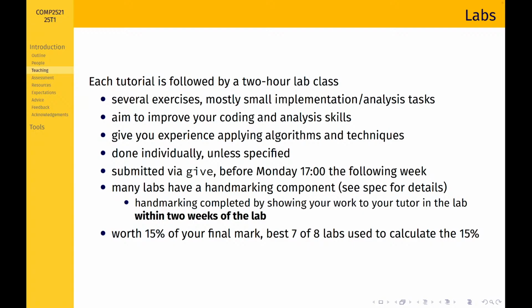Okay, so you need to submit your work, but in this course, most labs also have a hand marking component. Some of them don't, but most of them do. What that means is that you'll need to show the work that you've submitted to your tutor within 2 weeks of the lab. So this week's lab has a hand marking component. After you've submitted, remember you need to submit by 5 p.m. Monday next week. You'll have week 2 and week 3 to show your tutor your work, okay? And in terms of your final mark, your labs make up 15% of that.